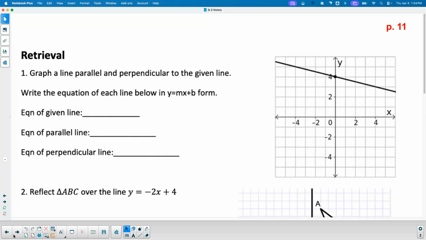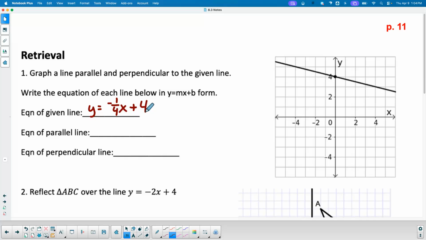So before we start said retrieval, let's get the equation of that given line first. Okay. So what do we think the slope of that line is? Negative 1/4. Everybody agree with negative 1/4? What's the y-intercept of that line? 4. So what would the equation of that line be? Y equals negative 1/4 x plus 4, I think is what I heard. Yep. Okay. All right. So that's the equation of that line.